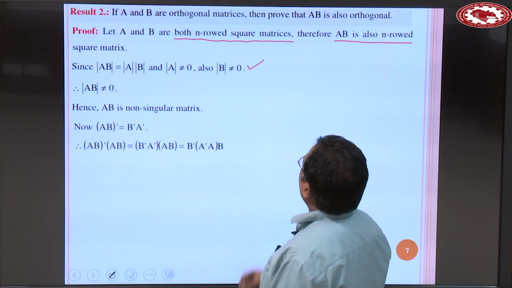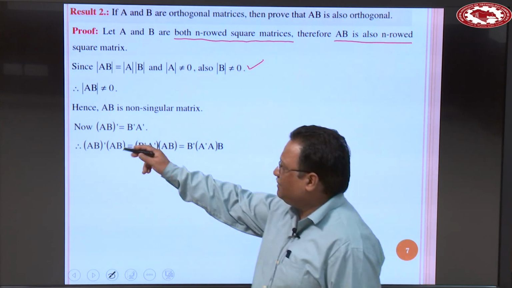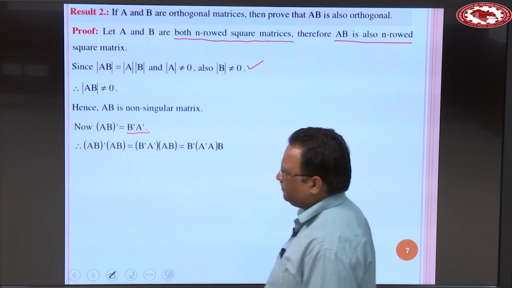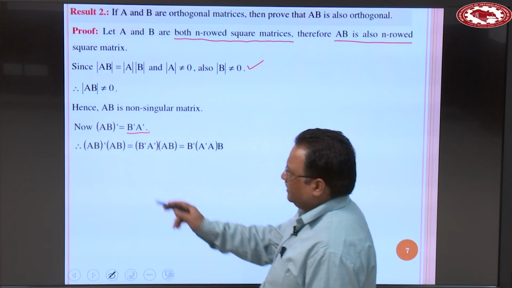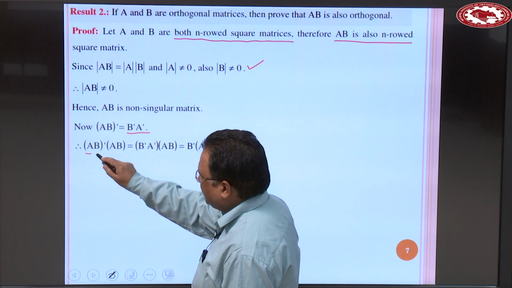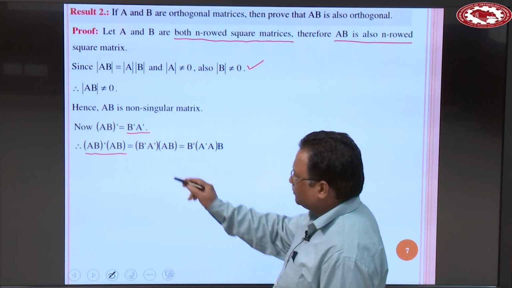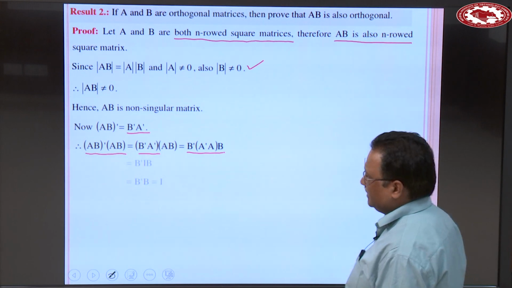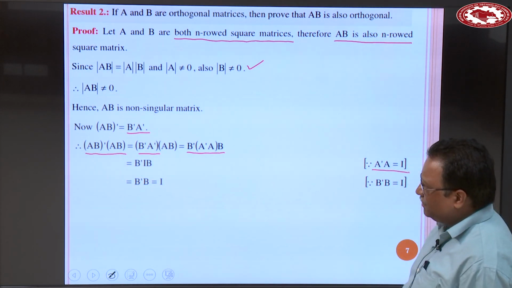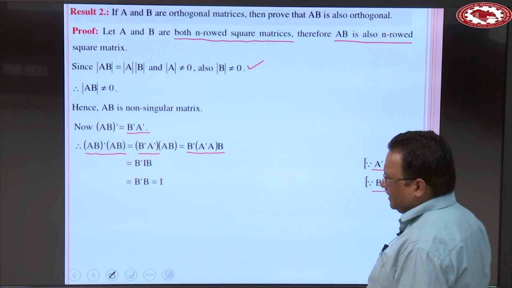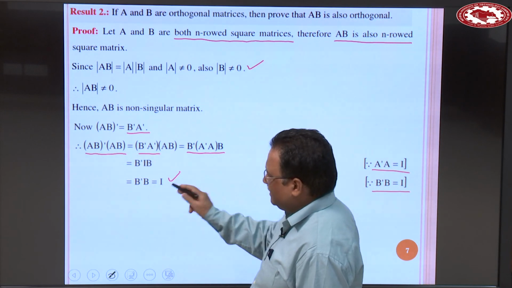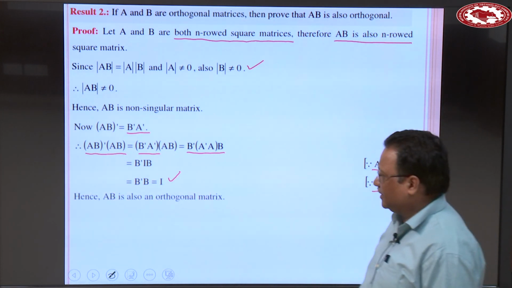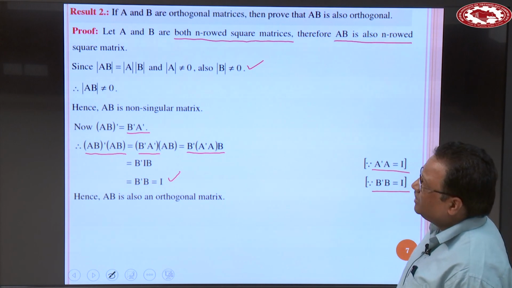Clear? Now, we have to show that AB is also orthogonal. Let us suppose that (AB)' is equal to B'A'. Therefore, (AB)' into AB is B'A'AB, but A'A is equal to I. So, B'IB, but B'B is equal to I. So, we get (AB)'AB is equal to I. When (AB)'AB is equal to I, this means that AB is also orthogonal. This completes the proof of this result number 2.